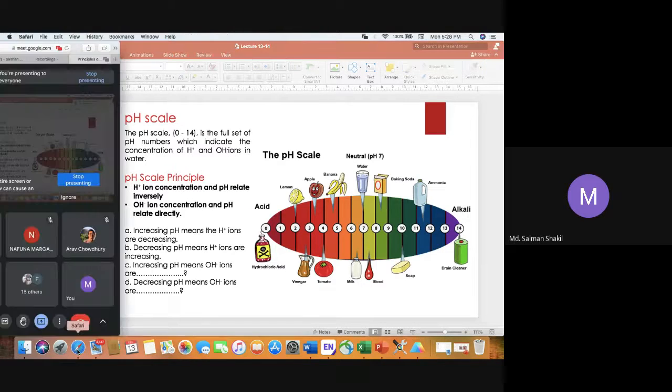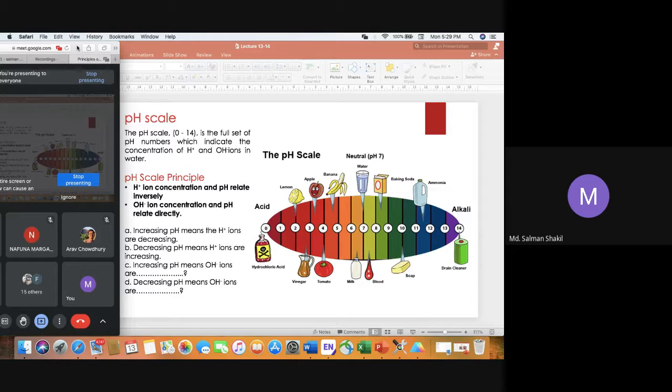Okay, so we all know about pH, right? Yes sir. pH indicates whether a compound or a substance is acidic or basic or neutral. And to determine whether a substance or a molecule is acidic, basic or neutral, there is a scale. So this scale is called the pH scale.